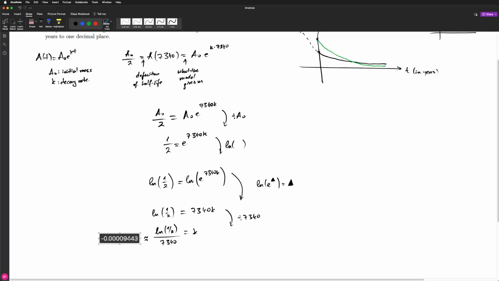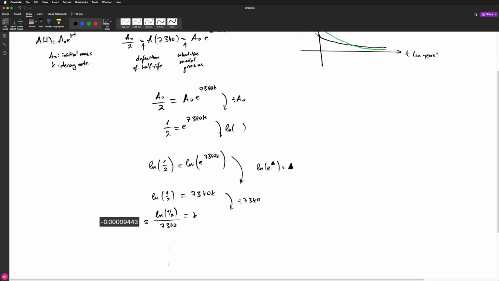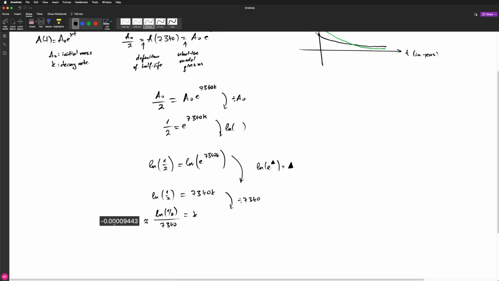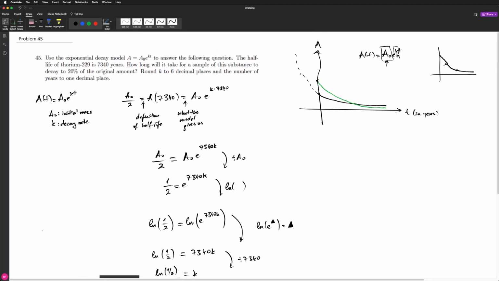It's this number, right? The question says how many decimals? 6 decimal places. So 1, 2, 3, 4, 5, 6. When I round it, I get negative 0.000094. That's what k is. And then that's part 1.